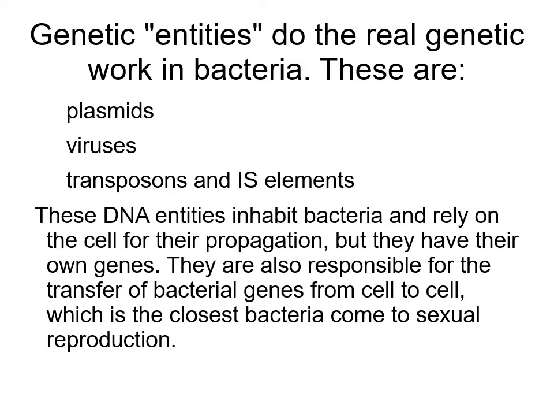Okay, so in terms of the genetic entities that do the real work in bacteria, these are plasmids, viruses, transposons, and IS elements. Now these inhabit the bacteria, and they rely on the cell for their propagation, but they do usually have their own genes, a small number of them in each case. And such things are responsible for transfer of bacterial genes from cell to cell, which is what in bacteria comes closest to sexual reproduction.